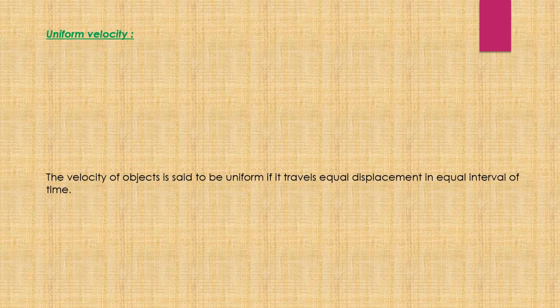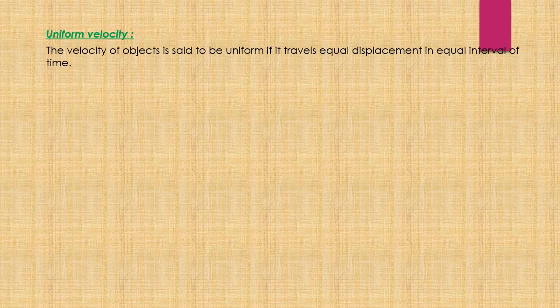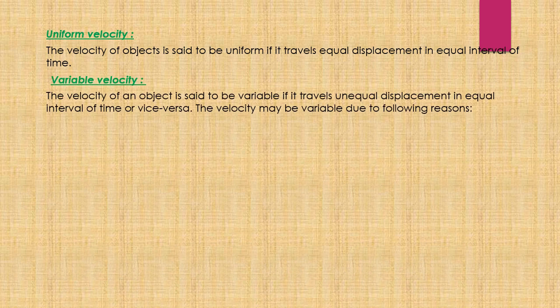Moving ahead, we have uniform velocity. The velocity of an object is said to be uniform if it travels equal distance in equal interval of time. Variable velocity: the velocity of an object is said to be variable if it travels unequal displacement in equal interval of time, or vice versa.